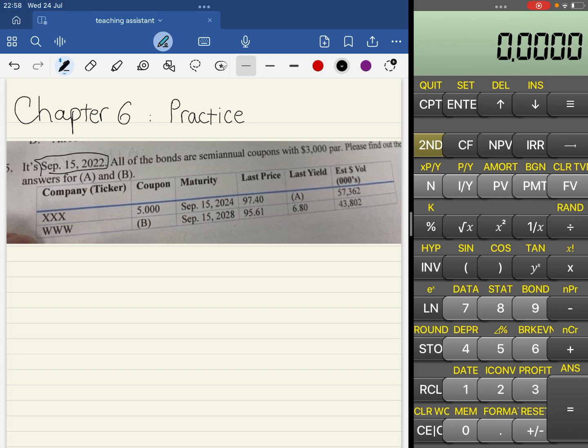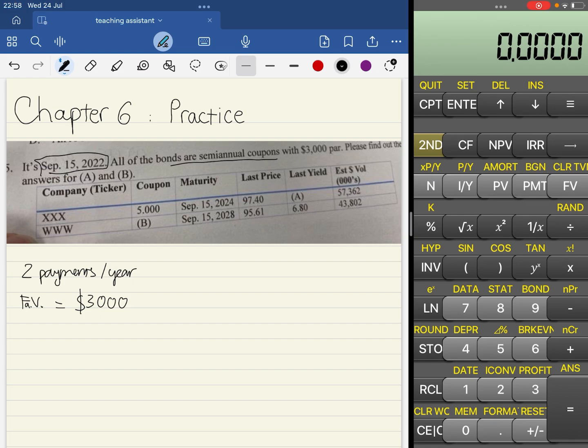Secondly, all of the bonds are semi-annual coupons, which indicates that there will be two payments per year. $3,000 par. So the face value of both of the bonds is $3,000. The face value is equal to $3,000. Okay. Please find out the answer for A and B.